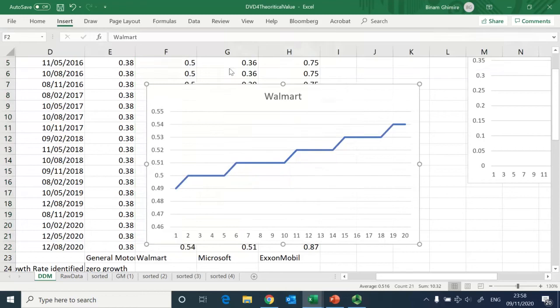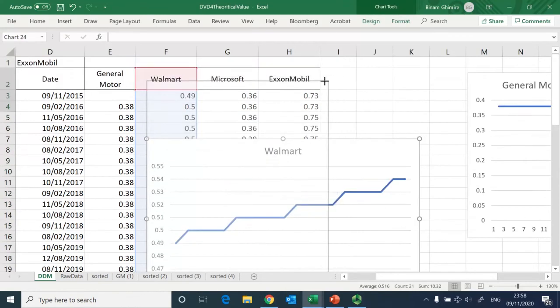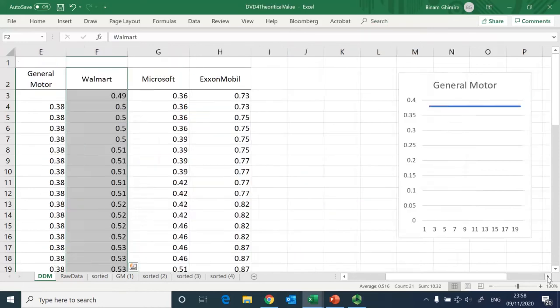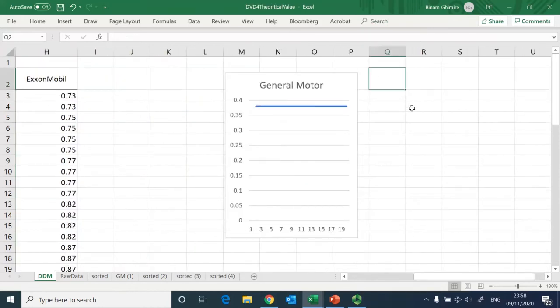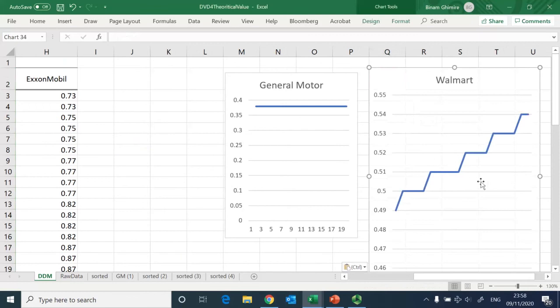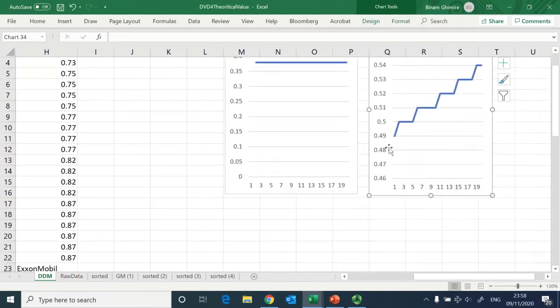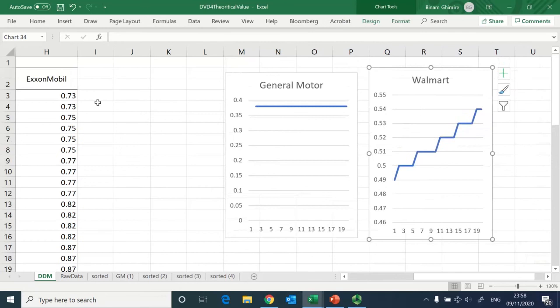Now, in the case of Walmart, we can see how the dividend is growing. You can see here it is growing at a constant rate, which is shown by this diagram, and therefore I can put this diagram next to the one by General Motor, and that's something evident here, constant growth.